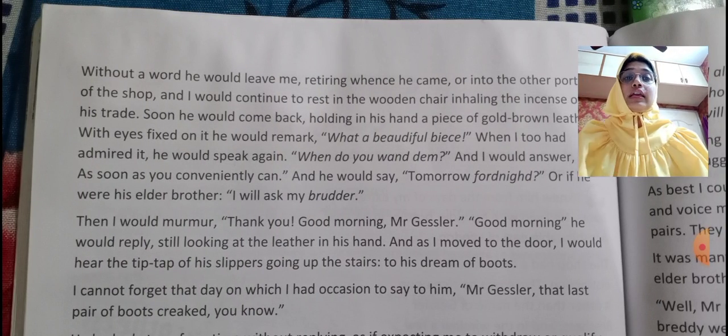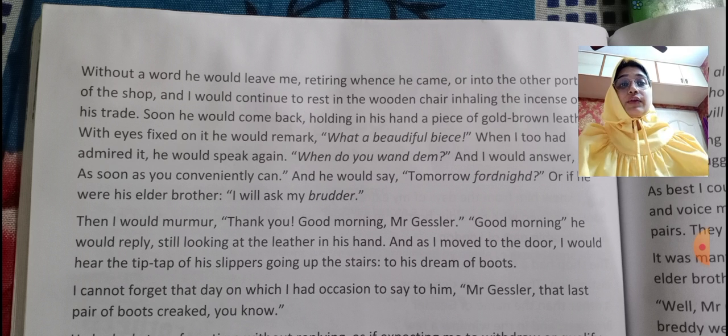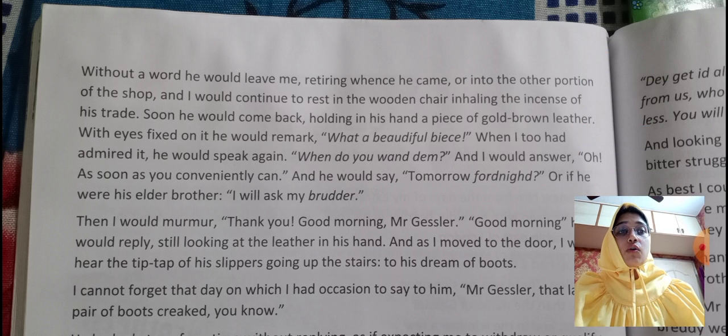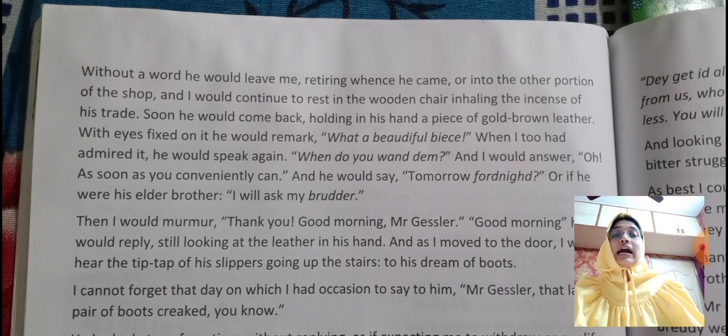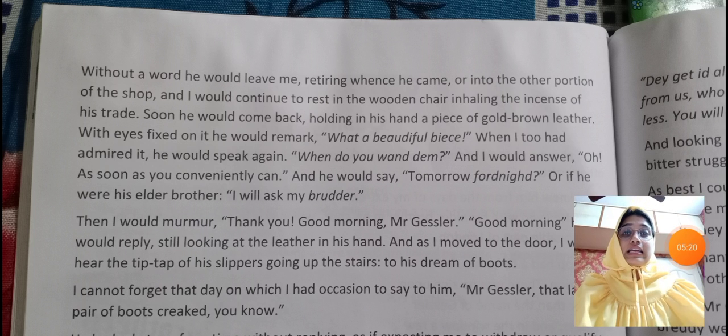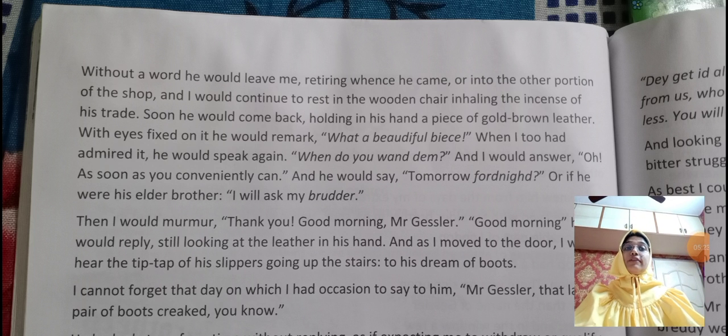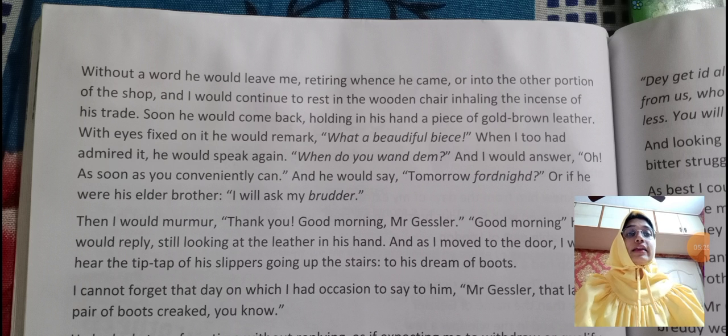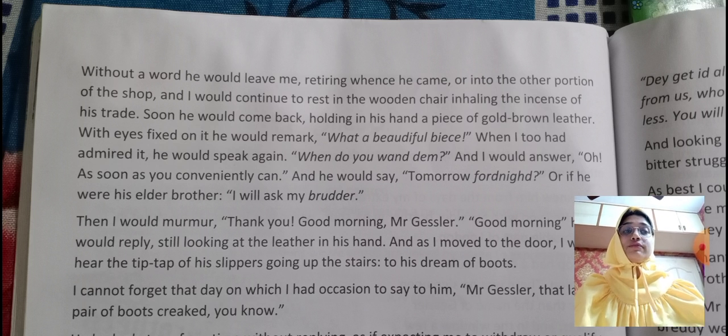Without a word he would leave me, retiring whence he came, or into the other portion of the shop, and I would continue to rest in the wooden chair, inhaling the essence of his trade. Soon he would come back, holding in his hand a piece of gold brown leather. With eyes fixed on it, he would remark, "What a beautiful piece!"